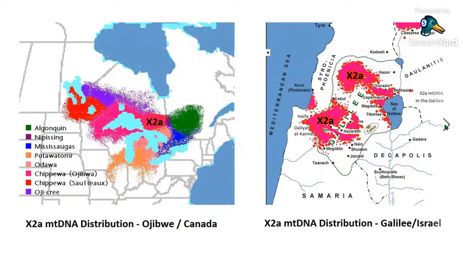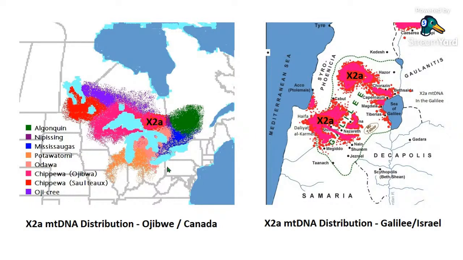Now here's an interesting thing here. Of course, this is the Mediterranean, right? This is the mitochondrial DNA, the maternal line, the maternal lineage of the X2A in Israel or Galilee. Okay, so now we have to figure out, remember, I was talking about the Phoenicians and Israel going to the Americas. Well, it looks like the X2A also went to America.